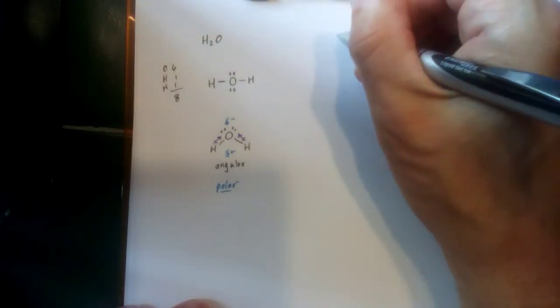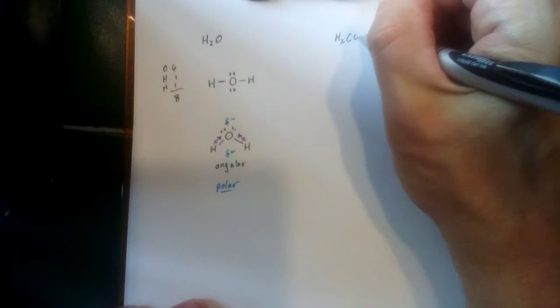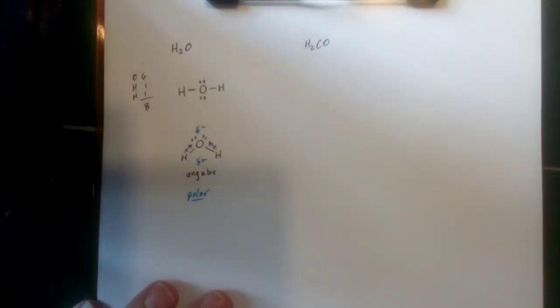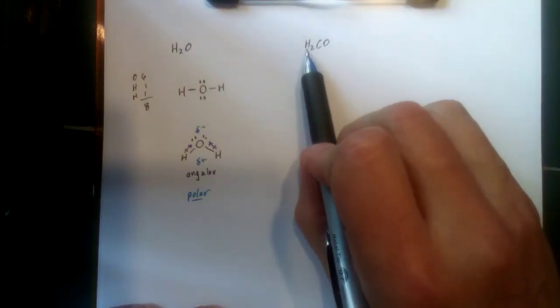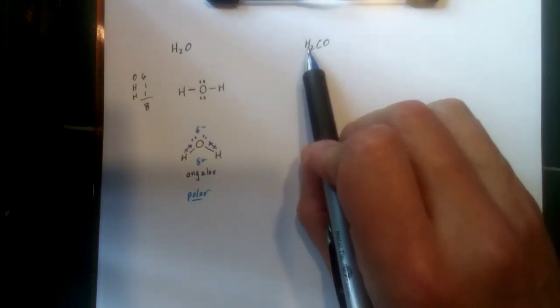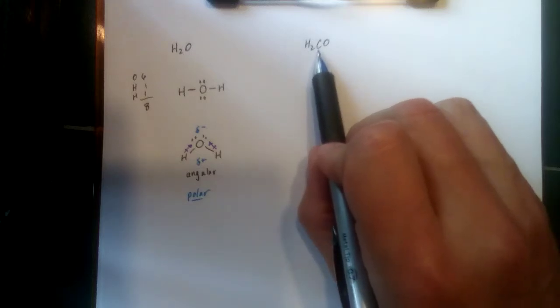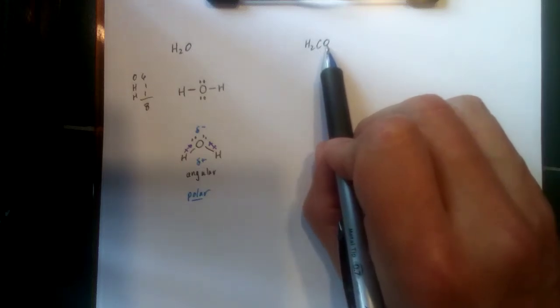Let's look at another example. Let's see, let's do H2CO. Let's throw a carbon in there to see what we get. So in this case, if we think about formal charges, hydrogens tend to want to make 1 bond. Carbons are going to tend to make 4 bonds. Oxygens tend to make 2 bonds, right?